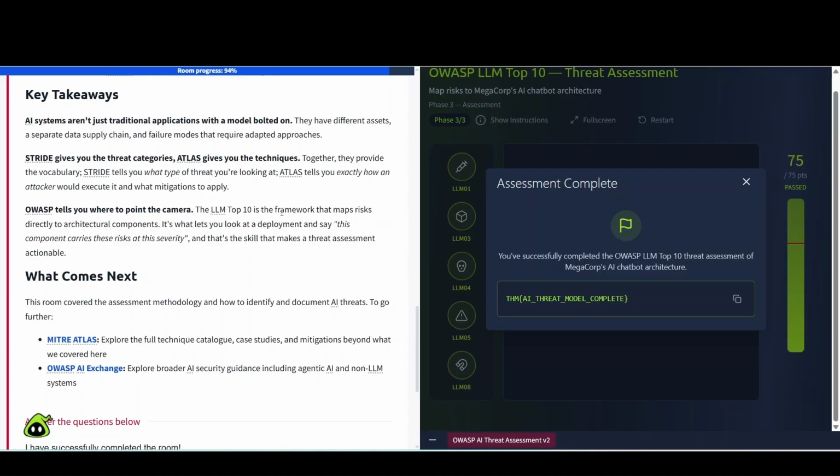The LLM Top 10 is the framework that maps risk directly to architectural components. It's what lets you look at a deployment and say this component carries these risks at this severity, and that's the skill that makes a threat assessment actionable.